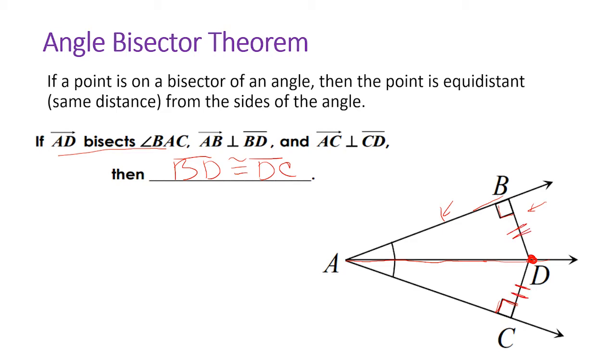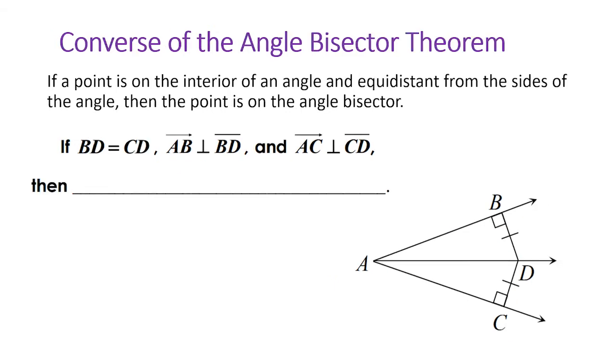So that is the angle bisector theorem. Basically, if you have an angle bisector and it cuts a larger angle in half, then the interior point would be equidistant from the sides, the endpoints right here. All right.